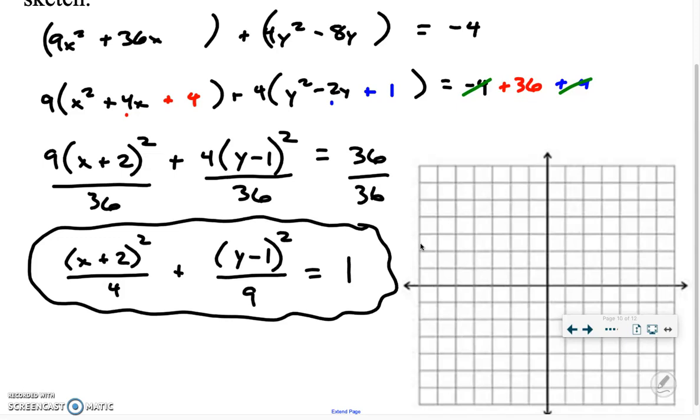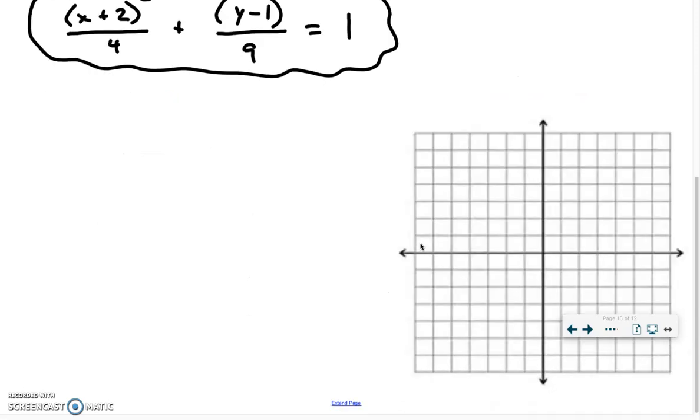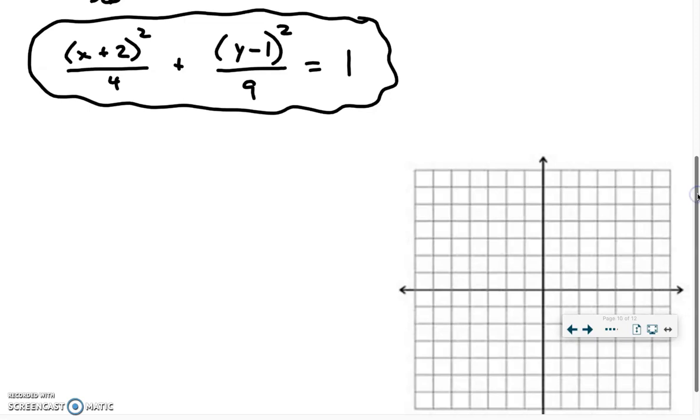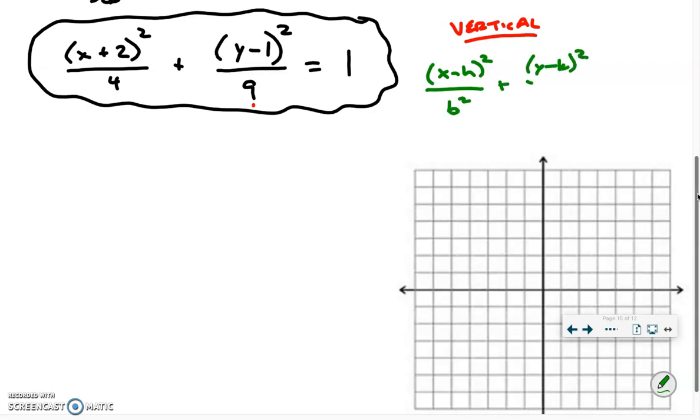All right, so move that graph down a little bit, because now, at this point, we can identify where the larger denominator is located. So my denominators are 4 and 9, and quite obviously 9 is the larger. The larger denominator is under the y term. That makes this a vertical ellipse. So if this ellipse is vertical, we think about our template here. We still have (x - h)², but now it's over b², plus (y - k)² over a², and that's going to be 1.